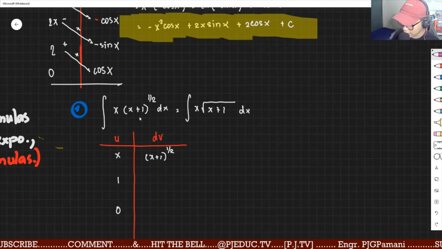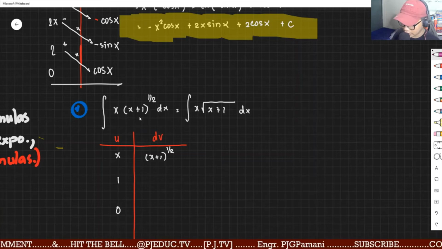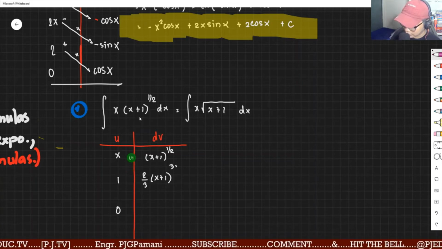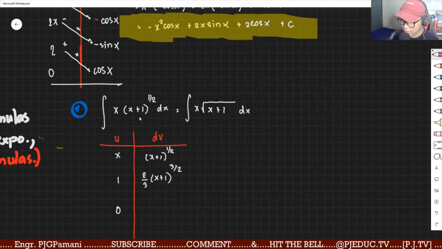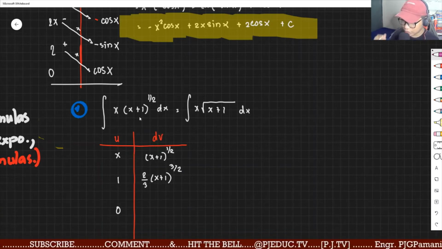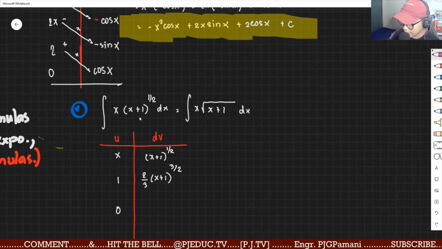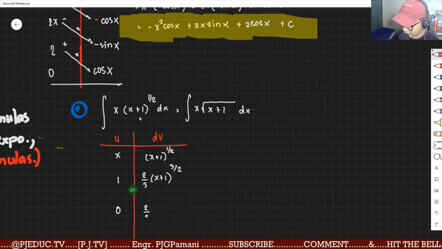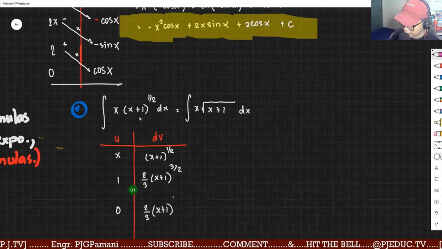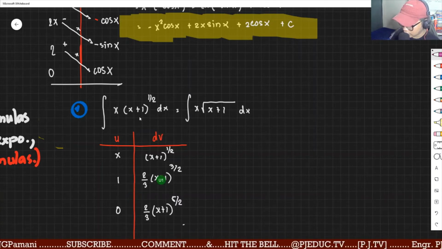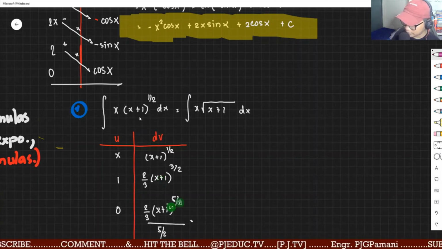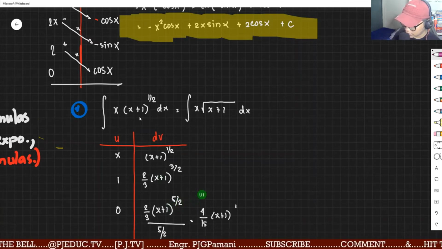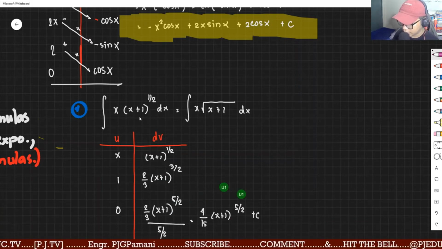1 half plus 1 is basically 3 halves. Or that is now 2/3 of x plus 1 raised to 3 halves. Then again, integral of 2/3 times x plus 1 raised to 3 halves. 3 halves plus 1 is simply what? 5 halves. 2/3 over 5 halves simply equals 4 over 15 of x plus 1 raised to 5 halves in your integration.